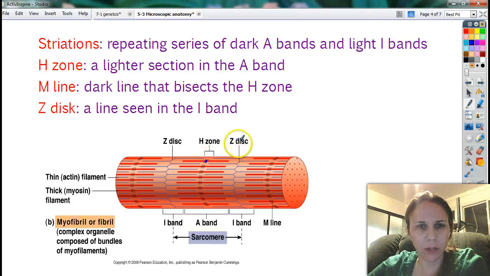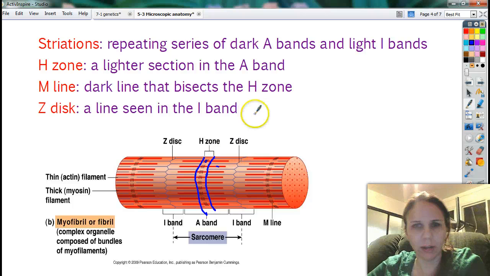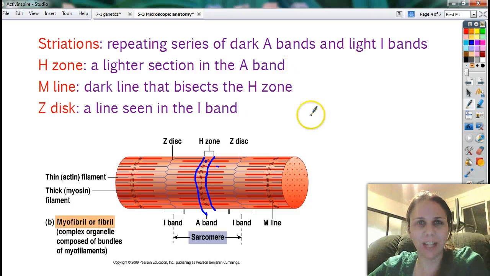Okay, so you're thinking, what? What are you talking about? Okay, look at the blue. See these little blue lines? If I connect the dots of the blue lines like that, do you now see the H zone a little bit better? It's a little bit lighter, and in the H zone are these black things, which is the M line. I know this is stupid. Okay, it's confusing. It'll take a little while.